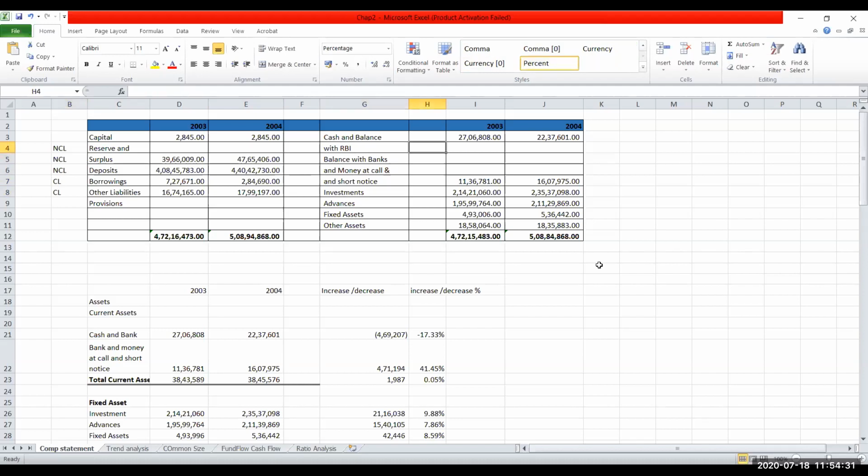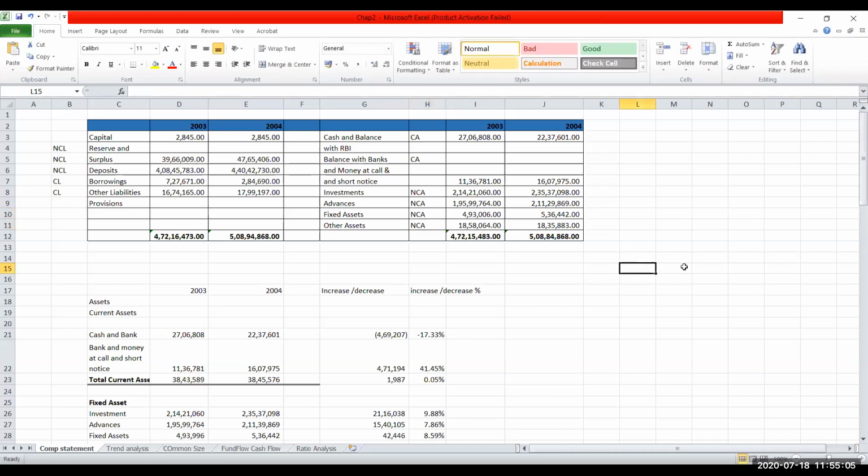So when I come to the asset side, cash and bank balances with RBI, so this is current assets. So this becomes current assets for me. Investment, so this is non-current assets. Advances are also non-current assets. Fixed assets are non-current because a fixed asset cannot be realized into cash immediately. Then other assets, I'll take as non-current only for this example.